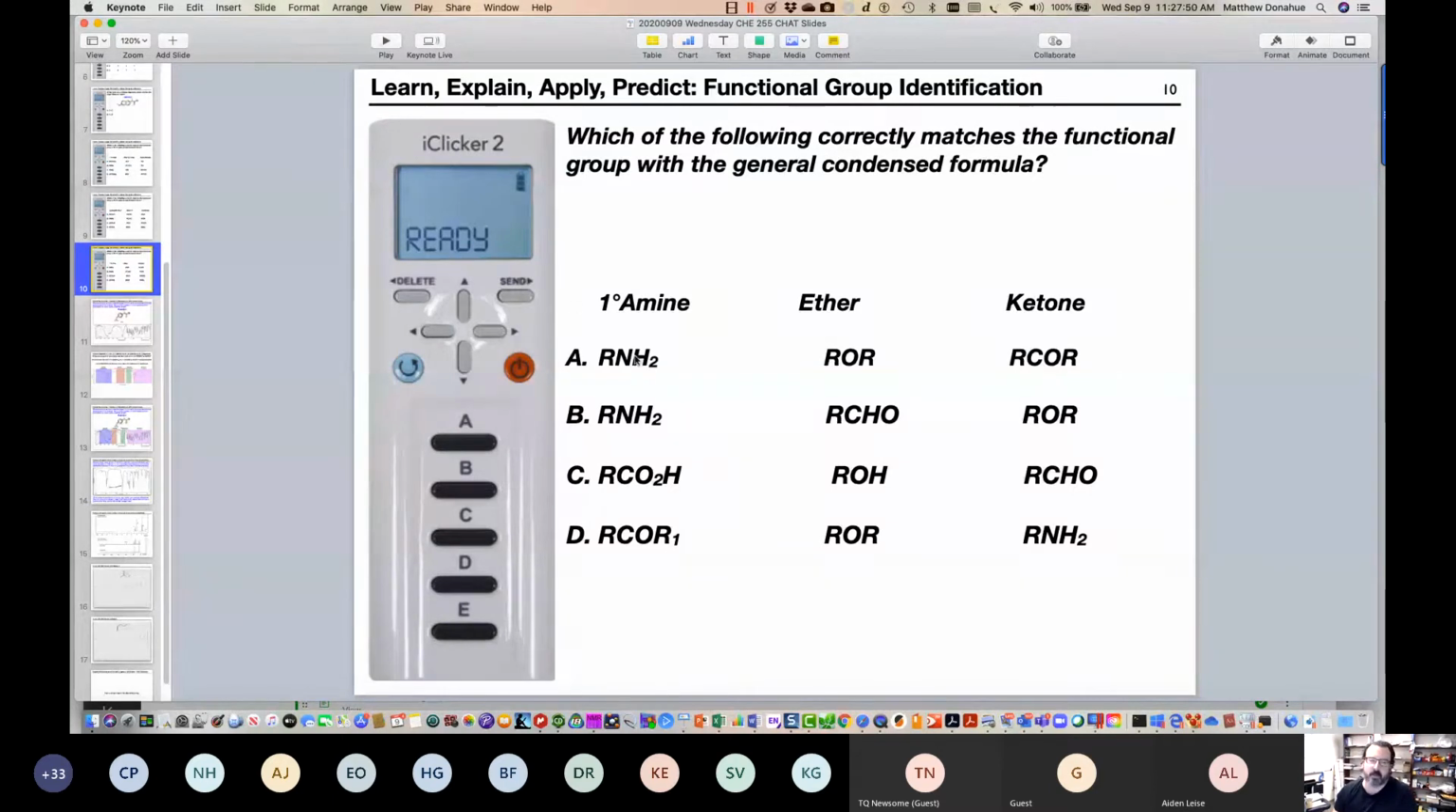So yeah, the correct answer for this one is A. An amine has a nitrogen. This happens to be a primary amine because there's one bond to carbon and two hydrogens remaining. Ether is carbon, oxygen, carbon, and ketone is carbon, carbonyl, carbon. So A is the best choice for this one.